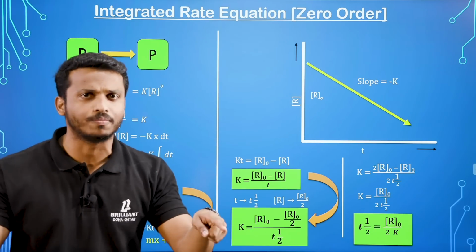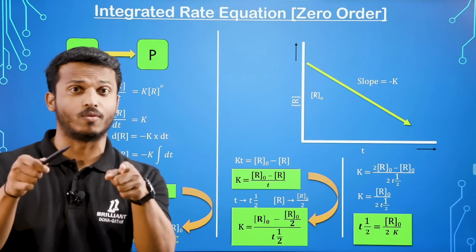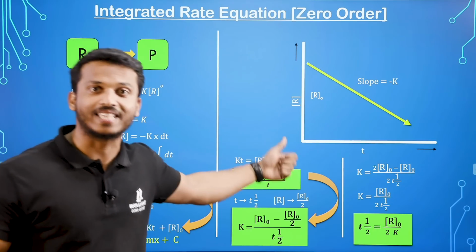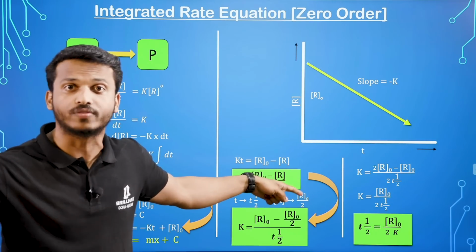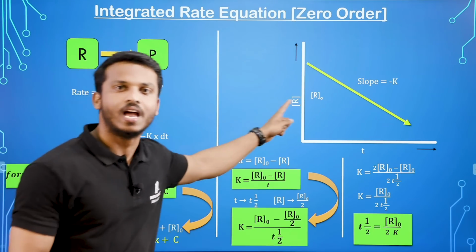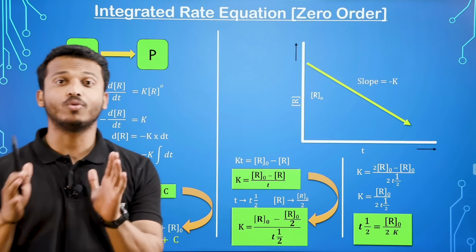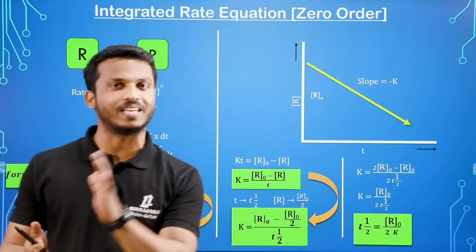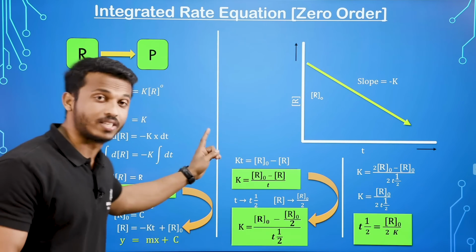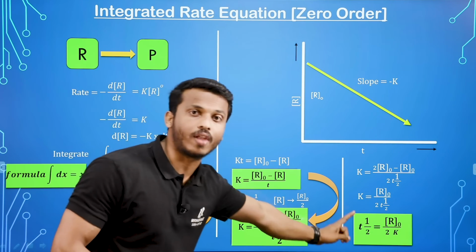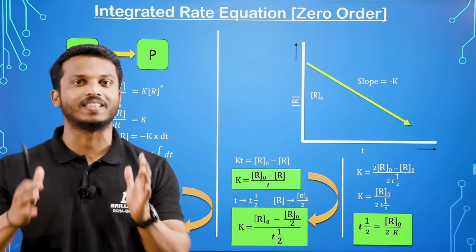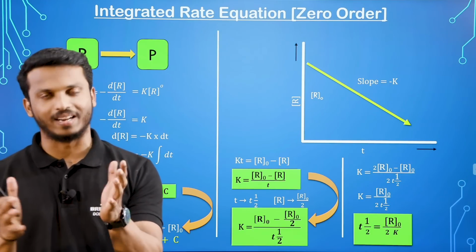And do you remember the graph? Tell me which is on the y-axis. On the y-axis you have R. What is on the x-axis? X-axis is time. What is the slope of the line? Minus K. And what is the y-intercept? C, that is R naught. Hope you are clear how to derive the integrated rate equation for a zero order reaction, especially to calculate the rate constant K, the half-life and the graphical representation. Hope you are clear, dear all, how to represent the zero order integrated rate equation.